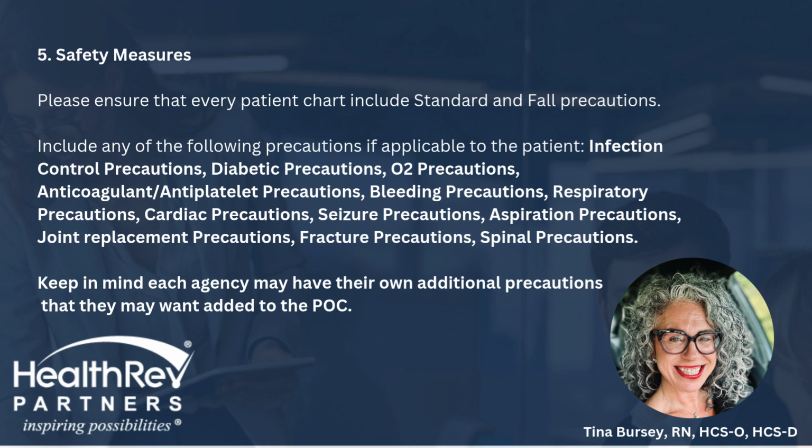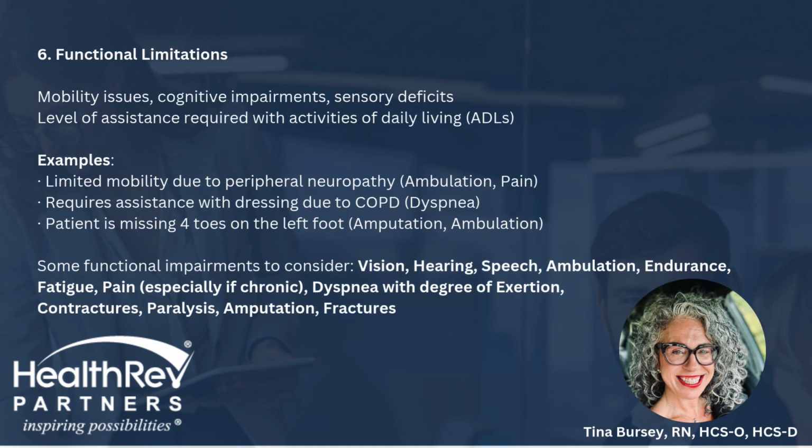This includes mobility issues, cognitive impairments, sensory deficits, and the level of assistance required for activities of daily living, better known as ADLs. Some examples are limited mobility due to peripheral neuropathy. So in this one, you would add ambulation and pain. The next one is requires assistance with dressing due to COPD. So you're thinking about their level of dyspnea. And the last one is a patient is missing 4 toes on the left foot. So in this one, you're going to be thinking about the amputation and the ambulation.